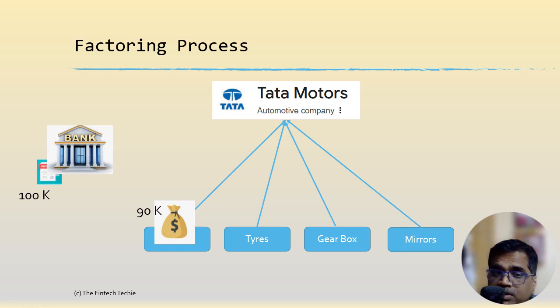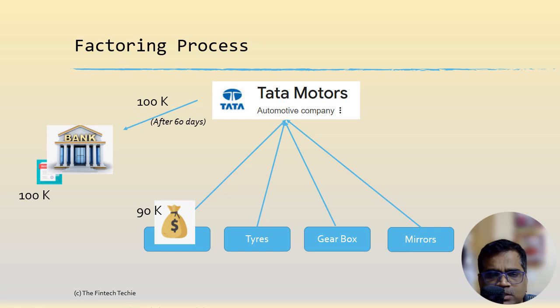The supplier is happy because he got his funds immediately to pay his staff and his suppliers. What happens is Tata Motors would give back the 100K to the bank after 60 days. So that's how this factoring process works. You know that this is initiated by the seller. That's why it's known as seller centric.